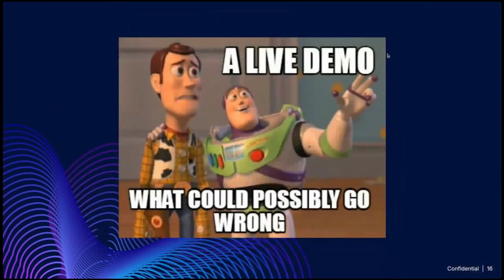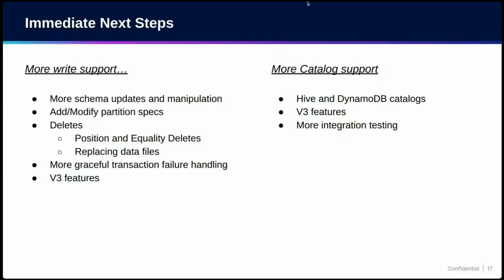Anyways, so the immediate next steps that we're working on for Iceberg Go: looking at adding more write support. We want to add handling of partition specs, position and writing deletes, graceful transaction failures, and obviously the rest of the V3 features. And finally, we want to add more of the catalog support, which I already mentioned. Don't need to repeat.